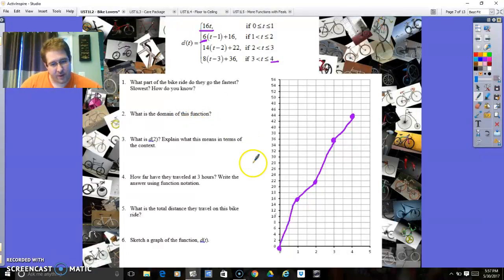So I guess they got tired after that really fast start. What is the domain of this function? From 0 to 4. 0 is less than or equal to x, which is less than or equal to 4. What is d of 2? d of 2 is 22. How far have they traveled at 3 hours? At 3 hours, they've traveled 36 miles.